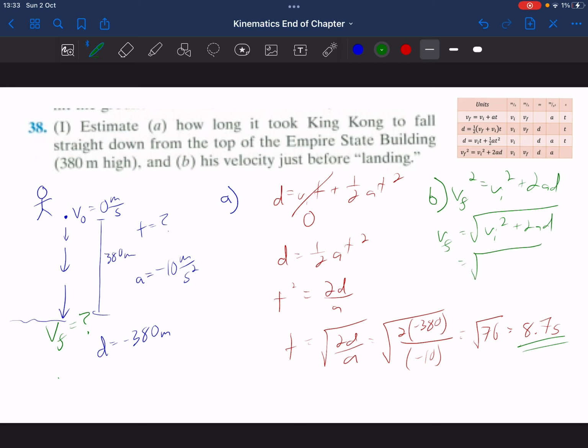So we get the square root of, it's starting at 0, so it's just the square root of 2ad. And that's 2 times negative 10 times negative 380. And 2 times 10 times 380 gives us the square root of 7,600, which gives us about 87 meters per second. So he was moving at 87 meters per second, quite fast.